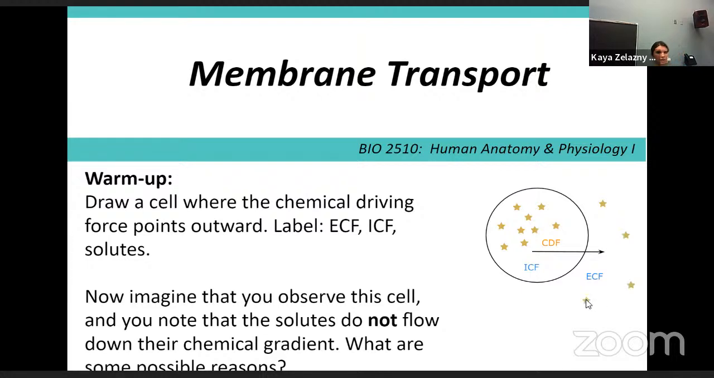That is our situation that we've described. So as we're moving forward, we're going to be thinking about times when we may or may not follow that direction. We may or may not follow that chemical driving force. So anybody want to volunteer some reasons that we might not have our solute going from inside the cell to outside of the cell in this situation? What could we be thinking about?